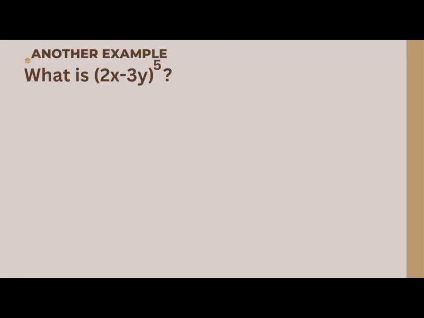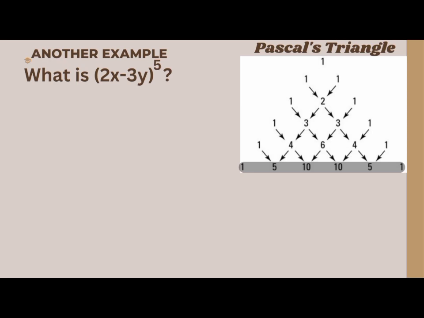Another example. What is 2x minus 3y raised to the power of 5? Since the exponent is 5 in the problem, we will look for 5 in Pascal's triangle. Then, let's substitute the exponents and the coefficients.